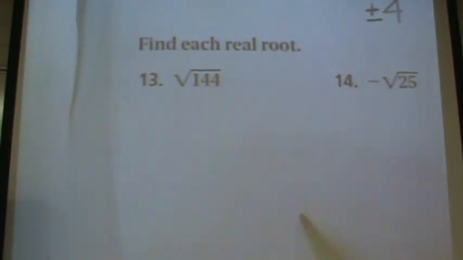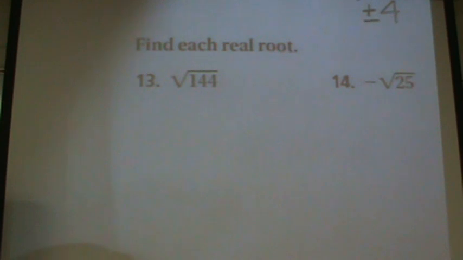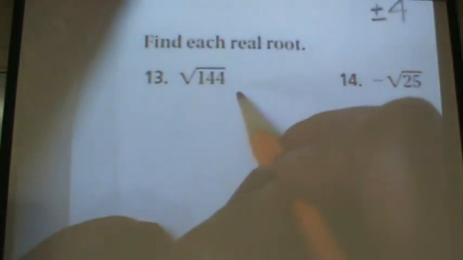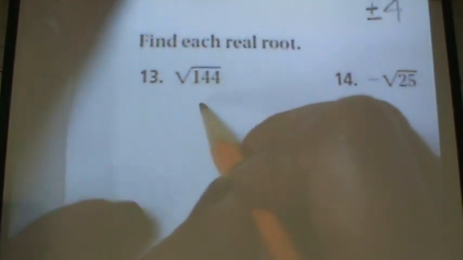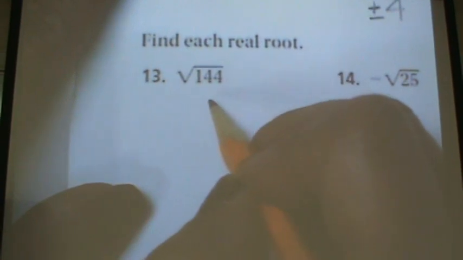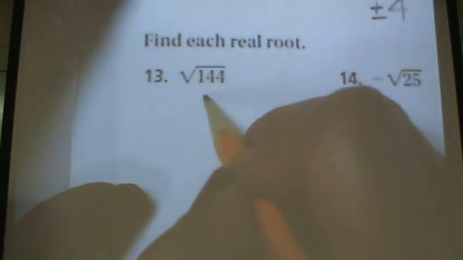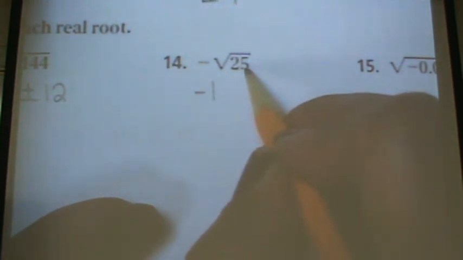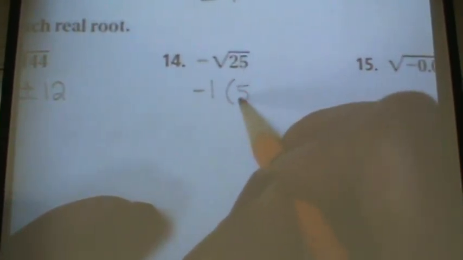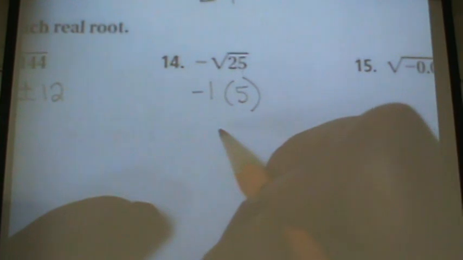The next, number 13. Find the square root of 144. So, square root of 144 is 12, but we're going to say plus or minus 12 because you can have 12 and you can have negative 12. This one, you're going to have negative 1 times that, which is 5. So the answer is negative 5.